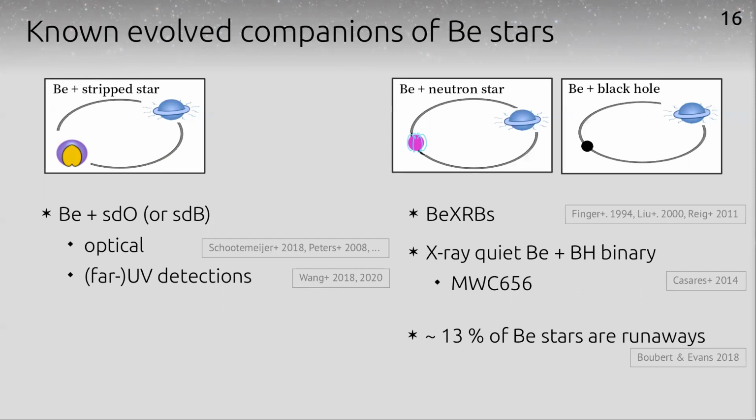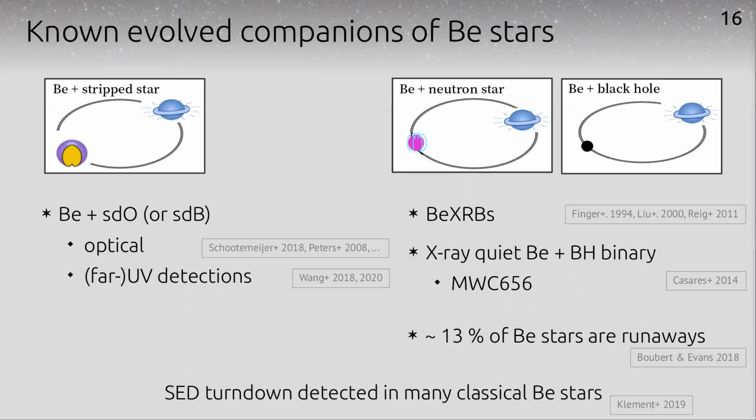Then also people have looked at the runaway properties, so the spatial motion of BE stars. And I just want to highlight one study, which is by Boubert and Evans, who looked at the kinematic properties of a sample of BE stars in the galaxy. They found that around 13% of them are runaway stars, and they did their own binary population simulations and argued that this is in agreement with the binary channel, that they are ejected because their companion exploded as a supernova.